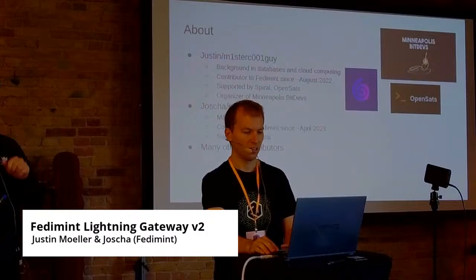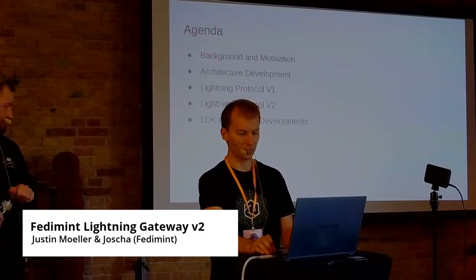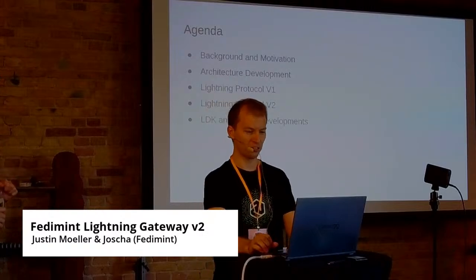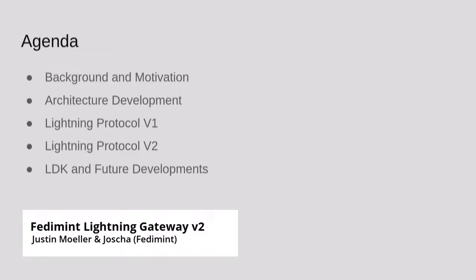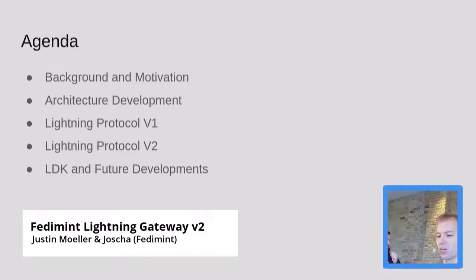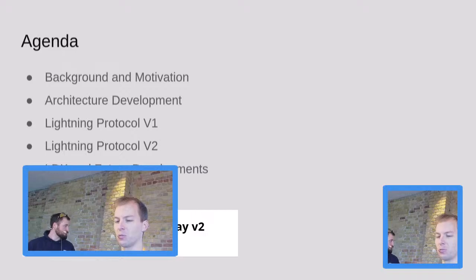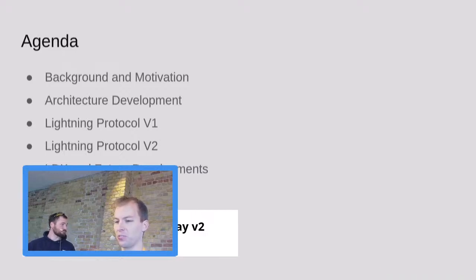So, okay, let's dive into what we're going to talk about. This will be primarily just an engineering talk about how the Lightning Gateway has evolved over the last 2 years and how Lightning works inside Fedimint. So we'll give a little bit of background and motivation for why this thing, a gateway, even exists. Talk about the architecture and how it's changed over the last 2 years. Then we'll get into specifics on the Lightning protocol, the smart contracts that Fedimint uses to send Lightning payments.